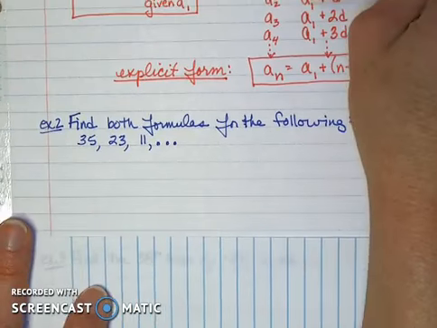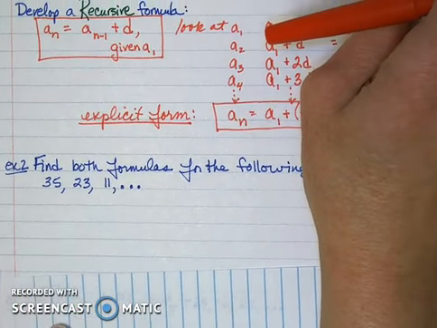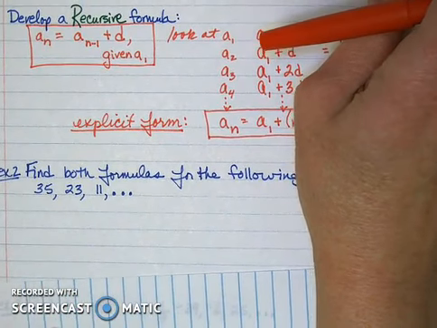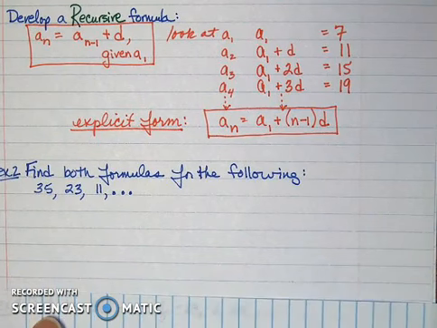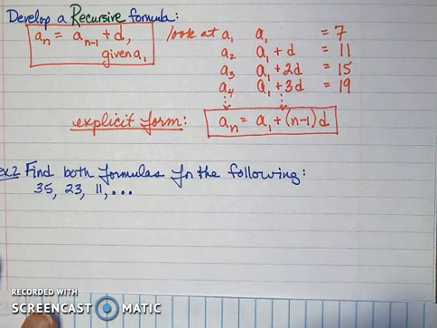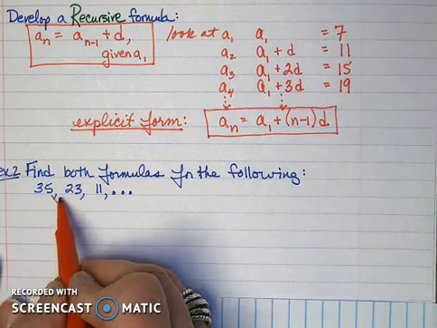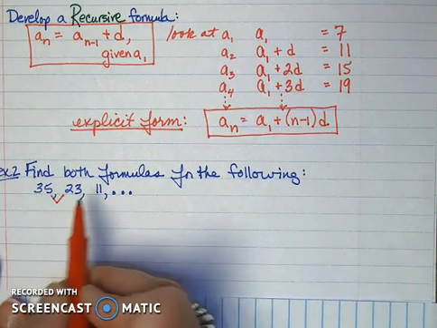Let me scoot that up a little bit. All right. So if I have the sequence 35, 23, and 11, and I want to find both the recursive and the explicit formulas, I need to have the D. I need to find out what that is. And we can do that very quickly here. If I go 23 minus 35, I'm going to get a negative 12.